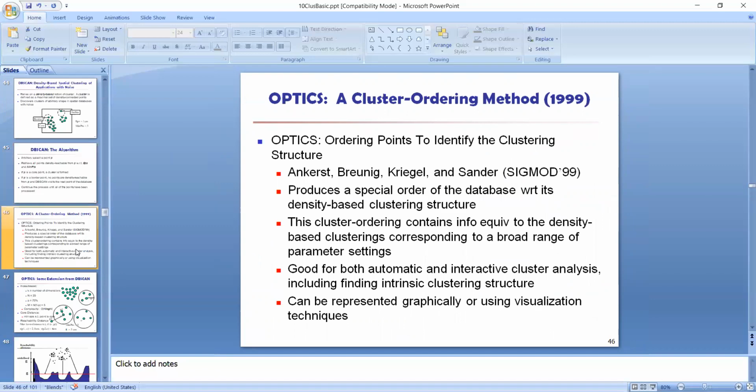So OPTICS produces a special ordering of the database with respect to its density based clustering structure. The cluster ordering contains information equivalent to the density based clustering corresponding to a broad range of parameter settings. This can be represented graphically or using visualization techniques.